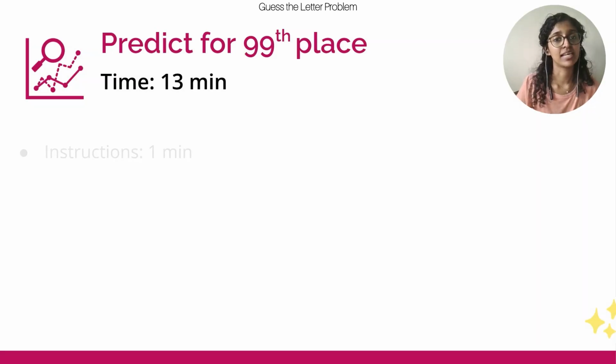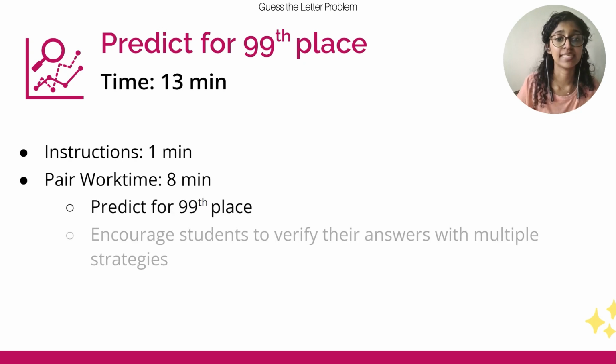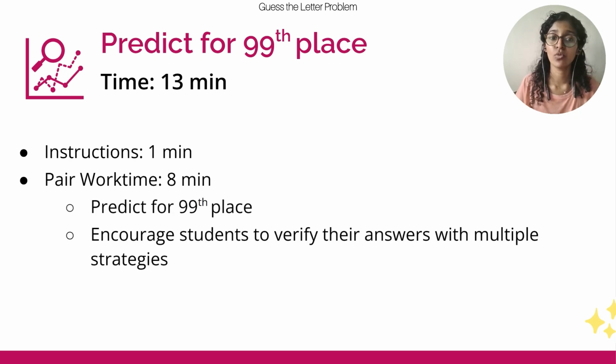And once this is done, we move into solving our big problem, which is to predict for the 99th place. We have 13 minutes here. Students are going to work in their pairs to predict for the 99th place. And when they are doing this, in the first 4 minutes, they're going to work independently. After that, they will also work with their partners to share their answers and the different strategies. If they have done and succeeded with one strategy, ask them to verify with different strategies as well.